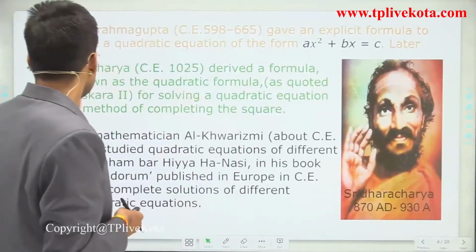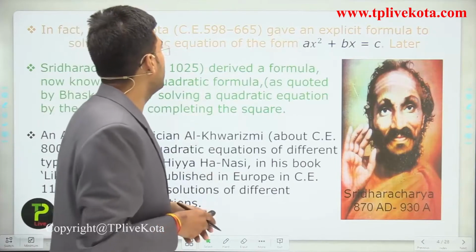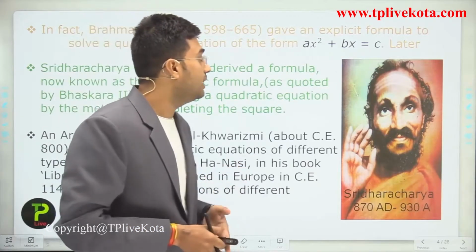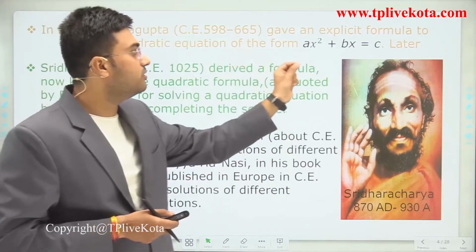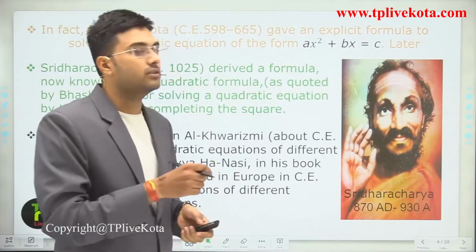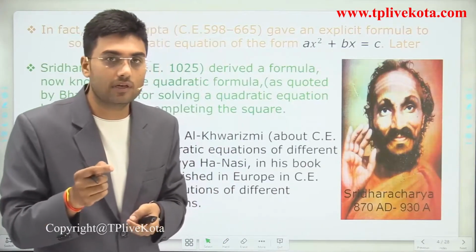Brahmagupta, at the time of CE 598 to 665, gave an explicit formula to solve a quadratic equation of the form ax square plus bx plus c equals 0. Clear?